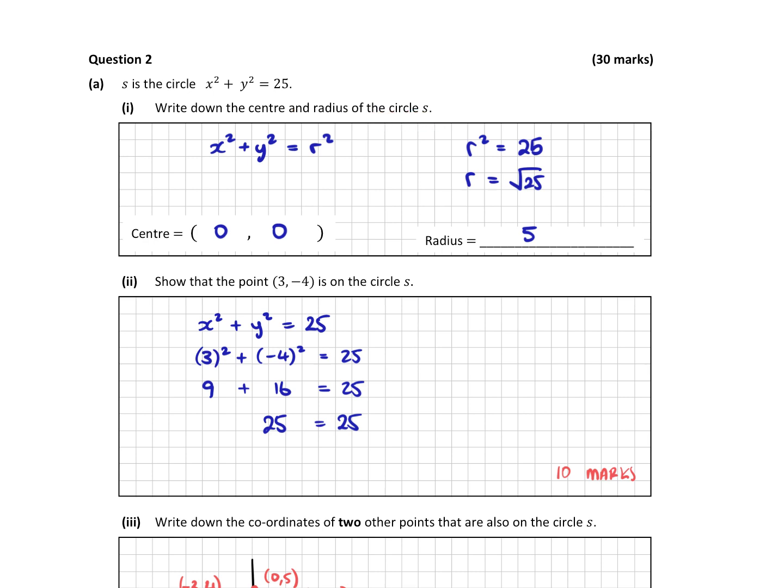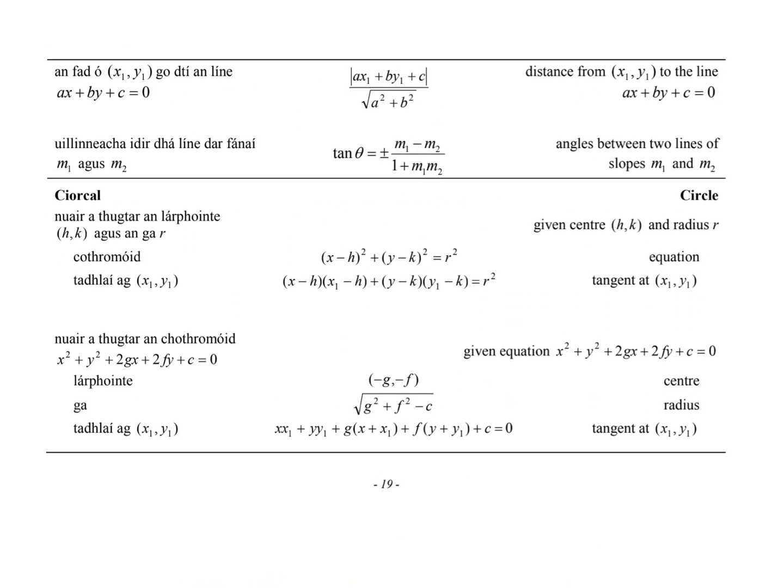Okay, so we need to be able to use the log tables for this. We go to the log tables and open up page 19. That's everything to do with the circle. What we need to do is look for the equation of a circle, and there's just a couple of things we need to know. So here's the general equation for a circle, for the equation of a circle with a centre h, k and a radius r.